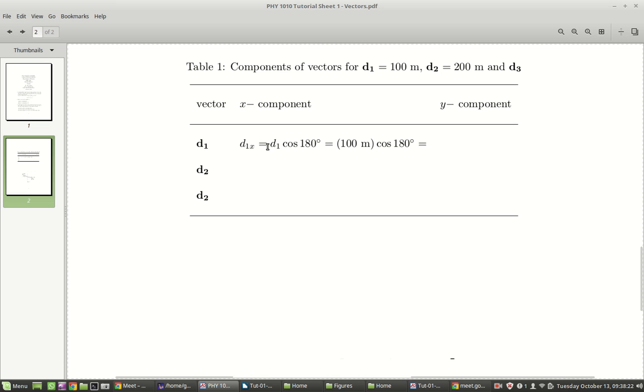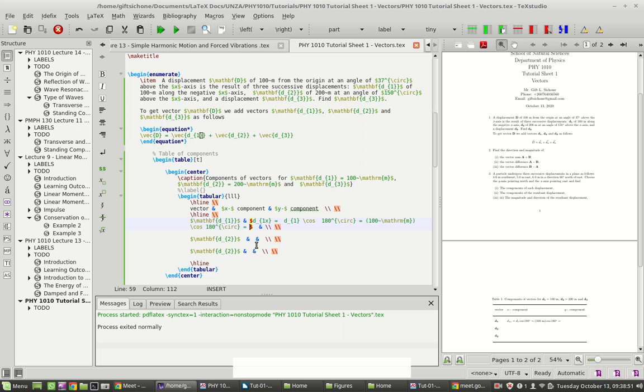So d1x is going to be d1, the size of the vector, multiplied by cosine of the angle, which is 180. We've been given d1 has a size of 100 meters, so it's going to be 100 meters times cosine of the angle. The angle is 180 degrees. So this is going to give us how much? 100 meters times cos 180. That will give you negative 100 meters. Yes.